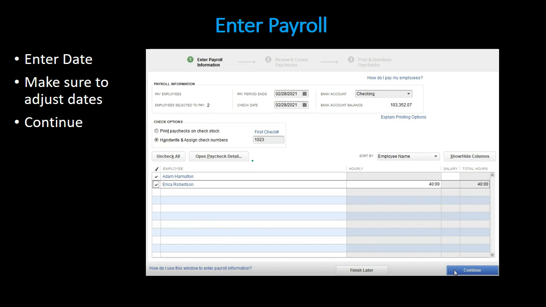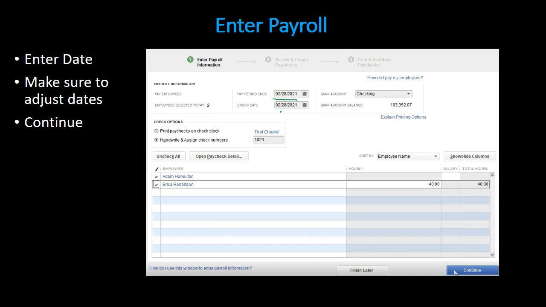So to do that, what we're going to do in QuickBooks, we would just have to enter this data, meaning we'd have to have the dates of when we're processing this. So this is the pay period ends and the check date. When we say the pay period ends, that means whatever pay period we have. It could be a week, it could be bi-weekly, it could be semi-monthly, or monthly, as it is here. Then we have the check date.